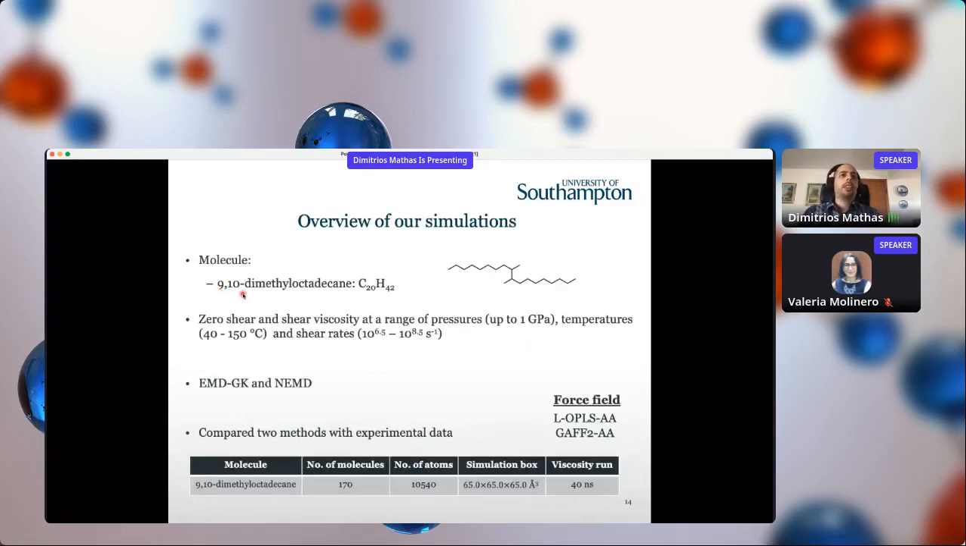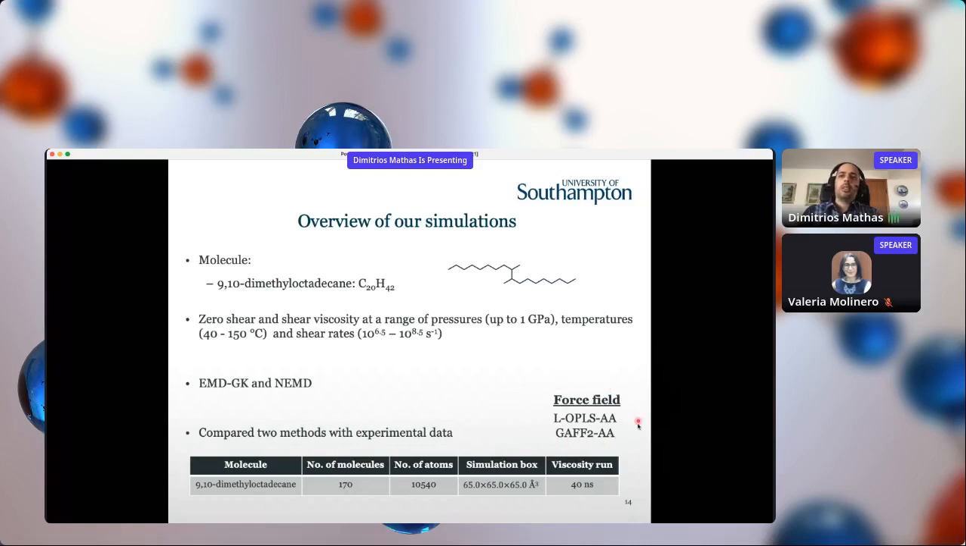We use 9,10-dimethyloctadecane, which is a component of PAO2 lubricant, and we calculated the zero shear and shear viscosity at a range of pressure up to 1 gigapascal, while varying temperature from 40 to 150 Celsius, and shear rates from 10 to the power 6.5 to 10 to the power 8.5. We compared 2 methods, and also we compared against experiment. And we also tried 2 different force fields, the Optimized Potentials for Liquid Simulations and the GAFF2 force field, the General Amber Force Field.